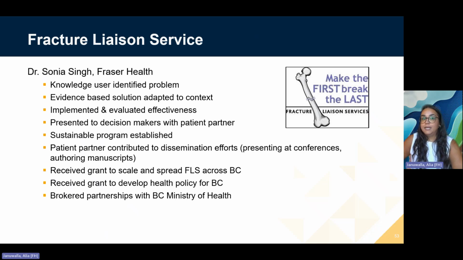There were a lot of challenges faced in implementing Fracture Liaison Service, but having a patient partner on the team was really critical to its success. Patient partners were involved in identifying the problem, priority setting, adapting the FLS to make it more relevant to their experiences, and they helped foster legitimacy and buy-in with decision makers and leadership so that this intervention could eventually be implemented. This team has now received a grant to scale and spread FLS across BC. They've also received a grant to develop health policy related to the Fracture Liaison Service for BC.